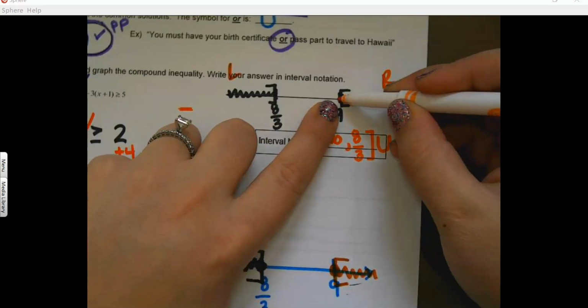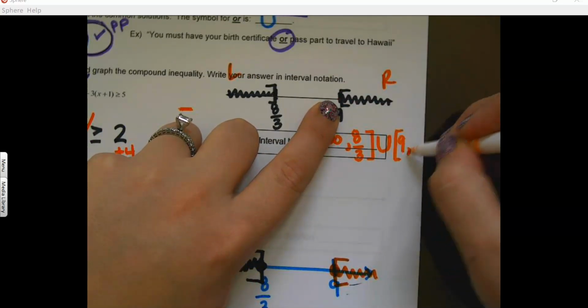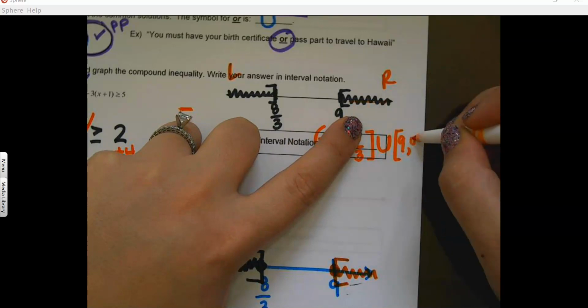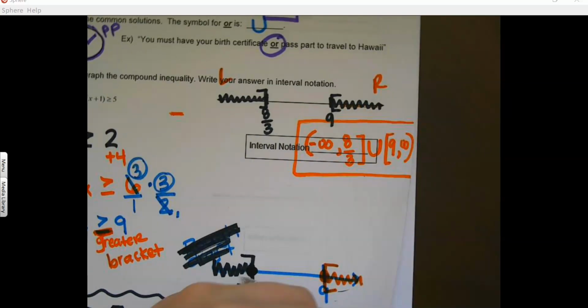So then we go left to right. So we're going to put a bracket, 9, comma, and then it's going infinitely to the right, and we always put a parenthesis around infinity. So again, this is called interval notation. Okay. All right, so let's go ahead and try another example here.